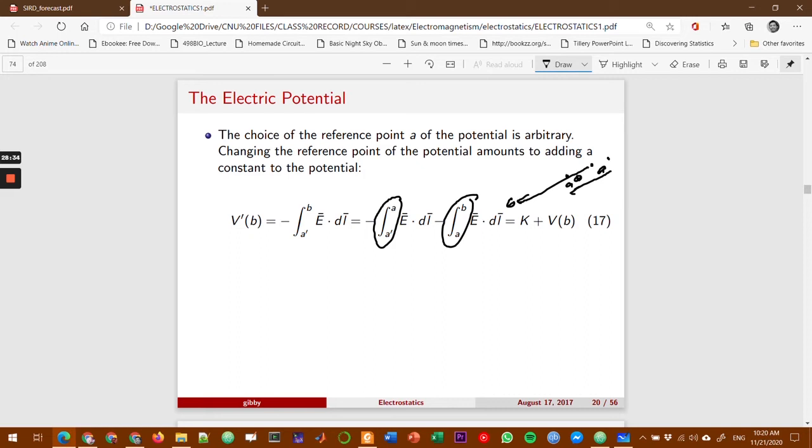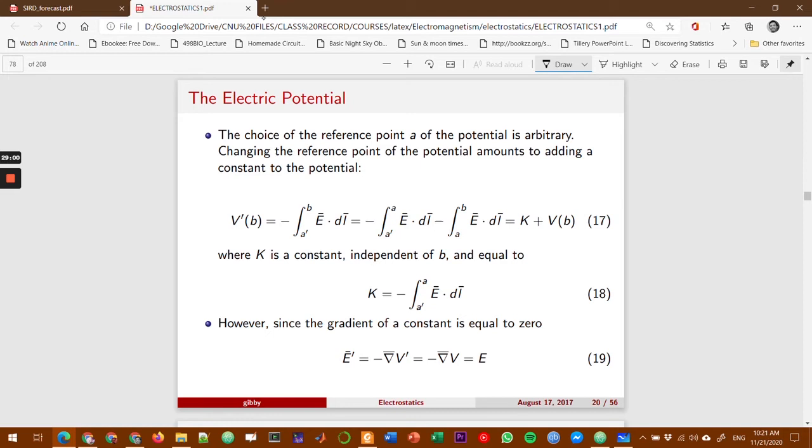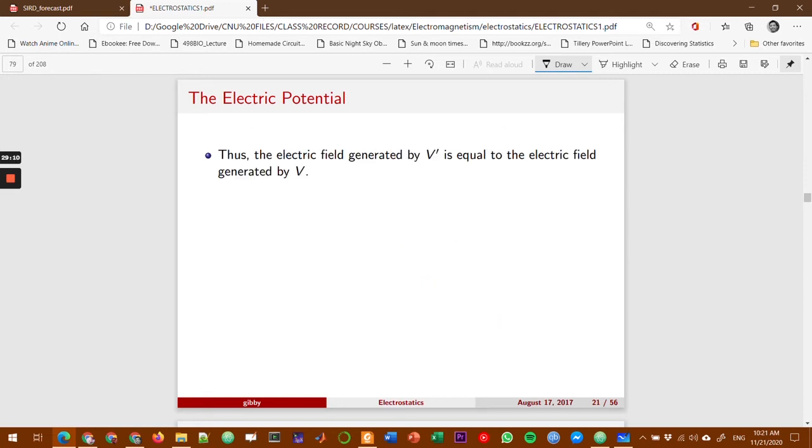So that integral is just tantamount to adding a constant to the potential. So instead of directly having VB, there is an additional factor K because of this A prime, where K is just a constant, independent of B, and is equal to this. So what is our K? However, since the gradient of a constant is equal to 0, we are just left with this. So whether you add A prime as your reference point or not, E prime will be just E, the same electric field.